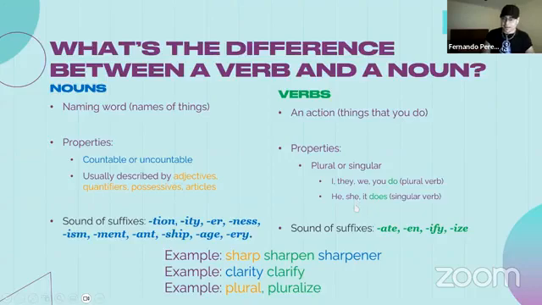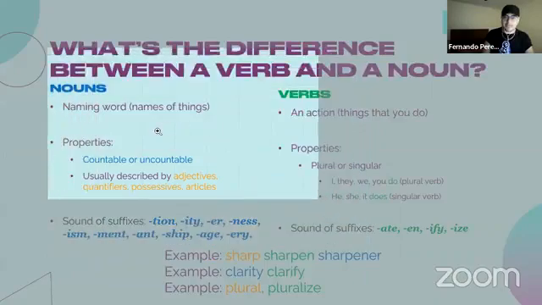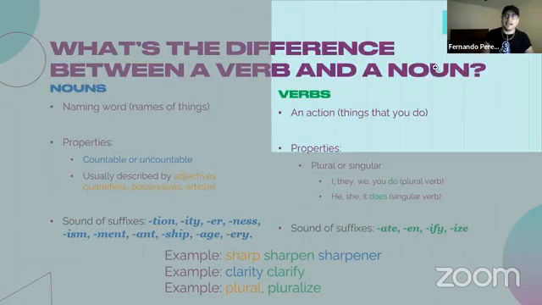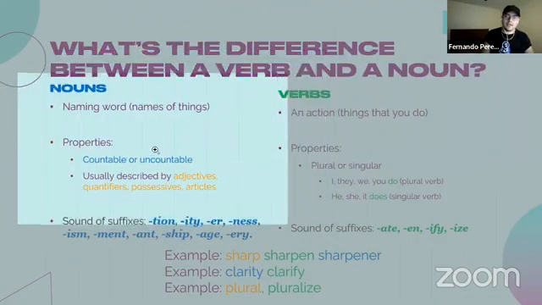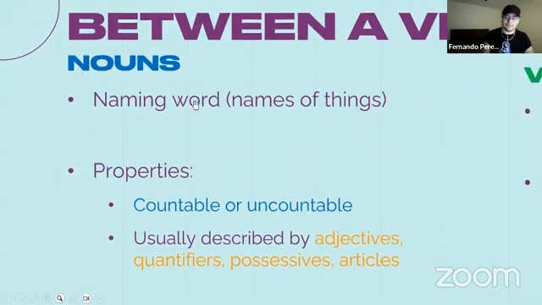Let's talk about the difference between a verb and a noun. A noun is a naming word. They exist as countable or uncountable things. And the blue word is usually represented or described with an orange word, like an adjective, a quantifier, a possessive, or an article. Example of adjectives. Anyone, can you help me with examples of adjectives?